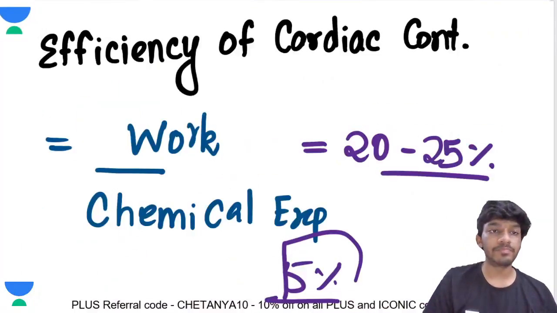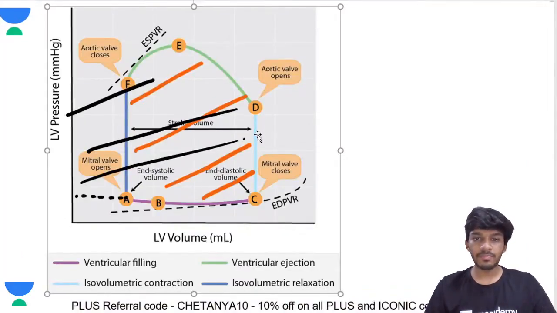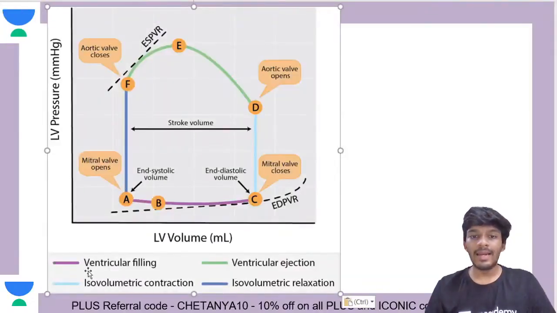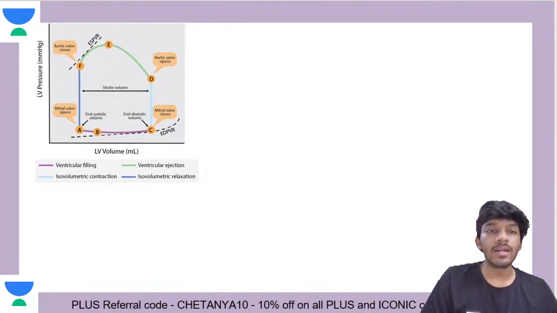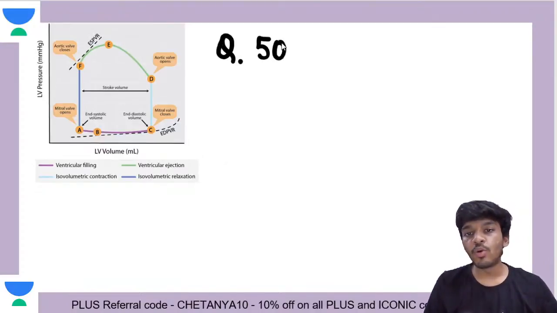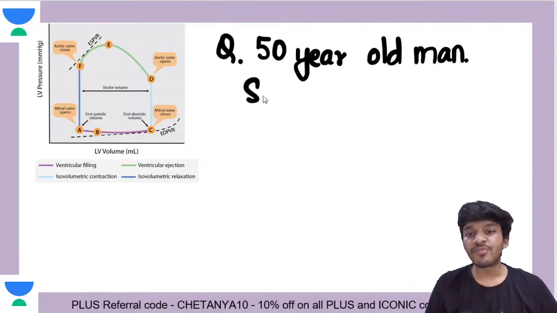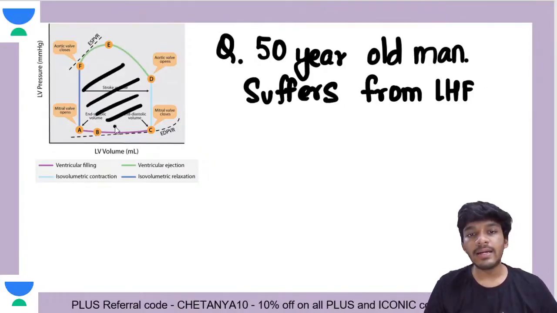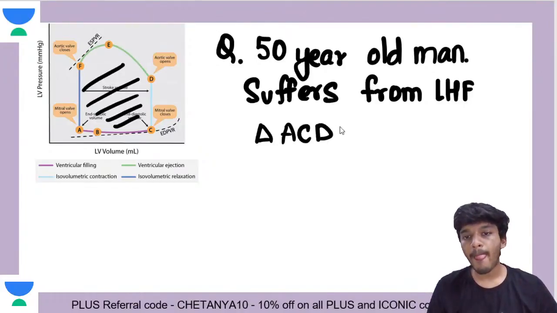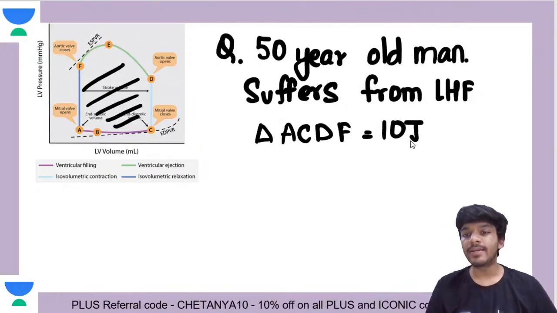Okay, could I give an example? I'll give you an example of a question that is framed. Let's say in a picture, they give you this graph. The question says, you have a 50-year-old man who suffers from left heart failure, right? Area under the curve is given to you as 10 joules, right?